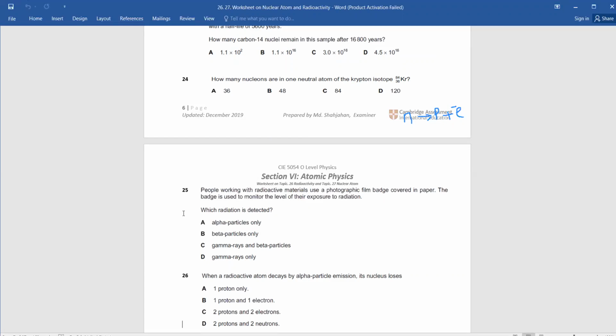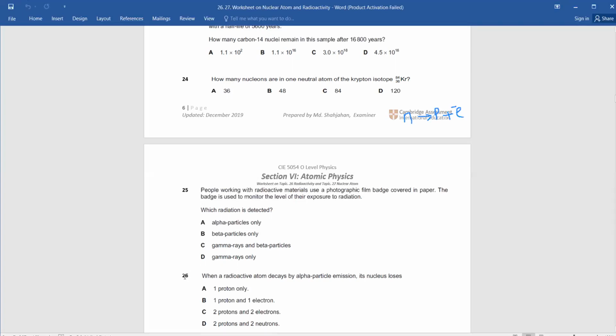Beta can be stopped by aluminium, and gamma can be stopped by lead. Alpha can be stopped by paper, right? So we can only detect alpha particles using paper. Is it clear?